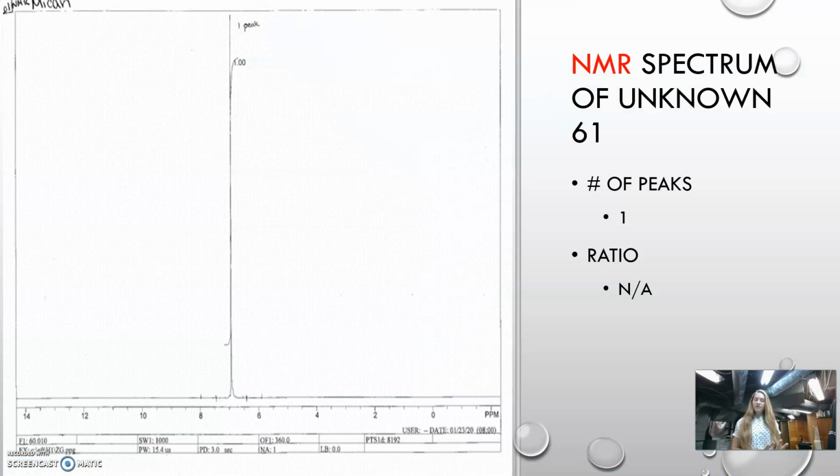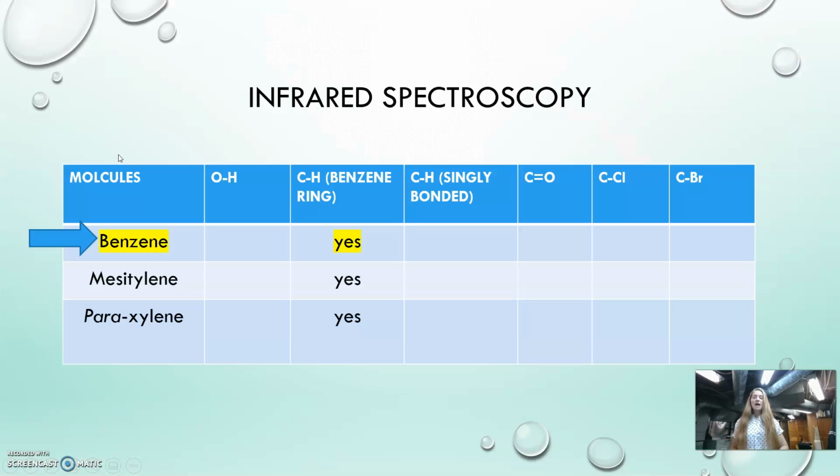The graph we got from the NMR was this. Not many people got just one spike out of their NMR, but I did get only one peak. Our ratio from the one peak was 1:1, so basically it was NA. Looking at all of that together, I was able to gather that the molecule in my unknown compound was benzene because it contained the CH benzene ring.